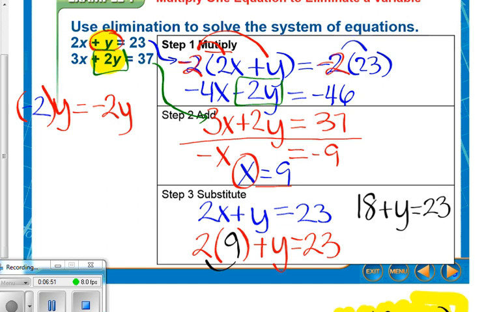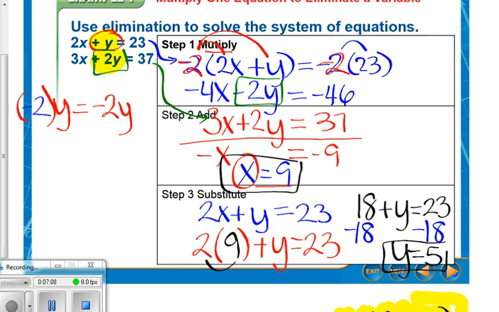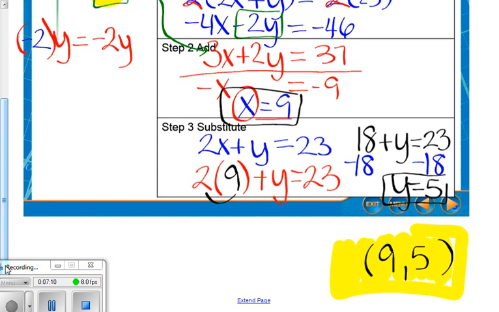Okay, how do I get y all by itself? Subtract 18. Subtract 18. Very good. And finally, we end up with y is equal to 5. Is this how we want the answer? Can we just circle it and say, yay, we're done? No. Make sure that you write your answers as an ordered pair. And there you are.